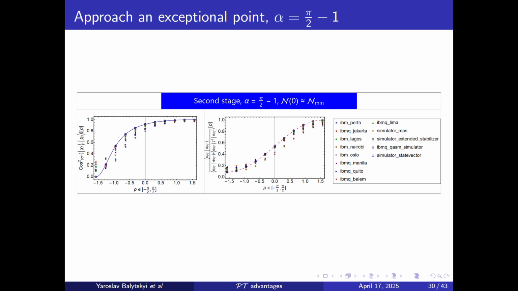Now let's take a look at what happens when you approach exceptional points. So in this case you have alpha equal to pi over 2 minus 1. So you have this, and then if you do it like this, you see this, right? As you approach the exceptional point, cosine essentially flattens out. You see, right? So like this, right? You see that, right?